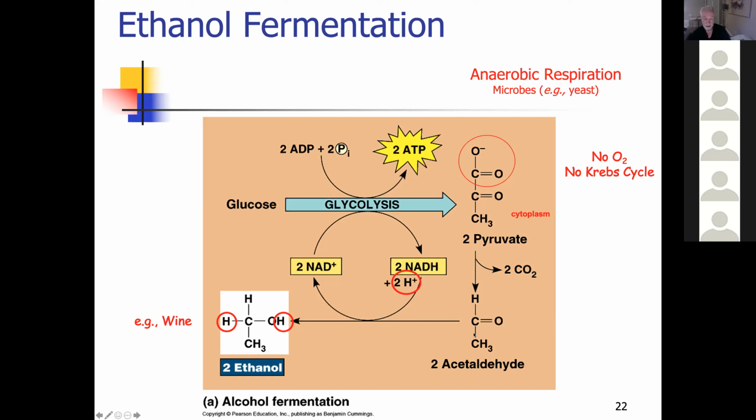Then this acetaldehyde is reduced because glycolysis is generating reducing power, NADH. So acetaldehyde takes advantage of these hydrogens to be reduced to ethanol. Ethanol is a 2-carbon alcohol. And this could be wine. It could be used for wine. So this is what happens if yeast is involved and there's no oxygen.